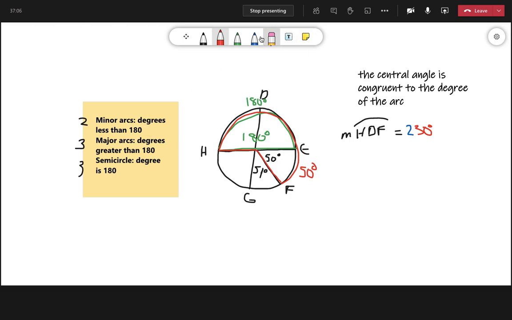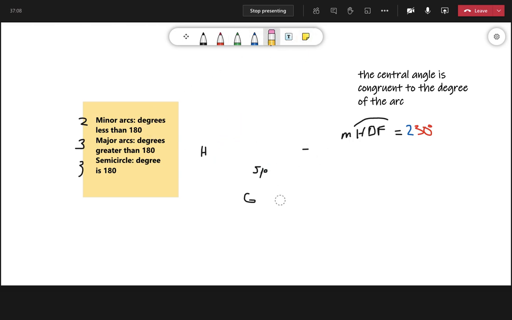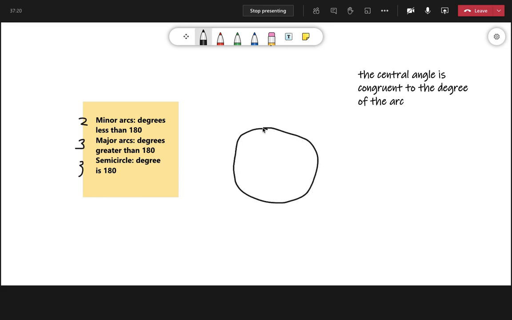Let's do one more. This is going to be my center. Again, I apologize for the drawings. They're pretty bad.